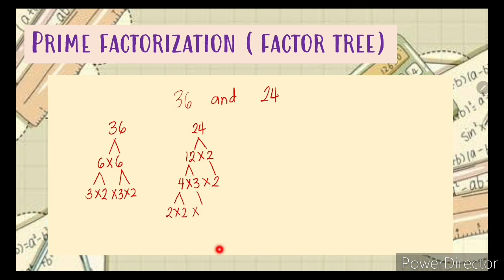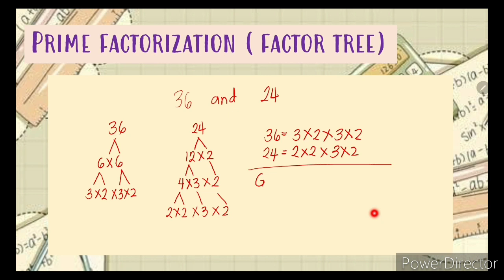Bring down 3. Bring down 2. Bringing down lang natin si 3 saka si 2 kasi they are both a prime number. Next, prime number na yung nasa baba. Next step is to list down all the product of the prime. So, 36 muna. 3 times 2 times 3 times 2. Next is 24. We have 2 times 2 times 3 times 2.